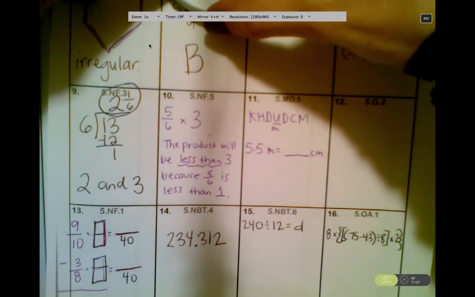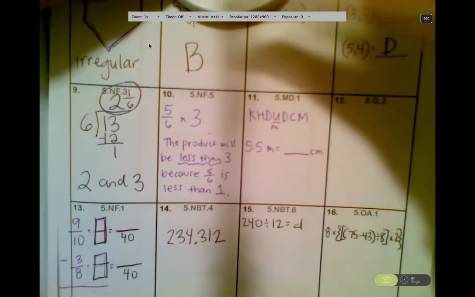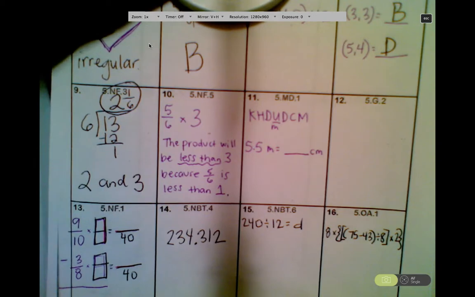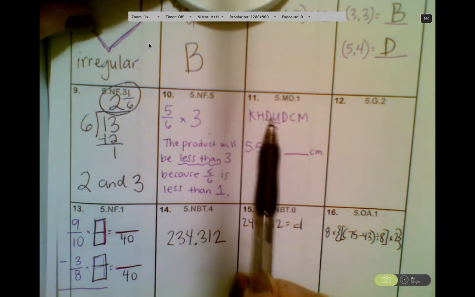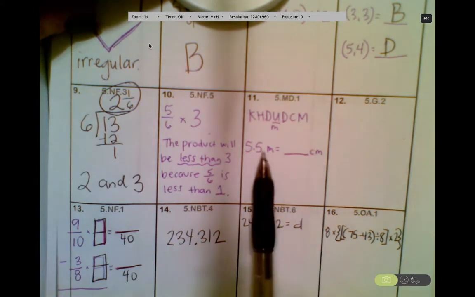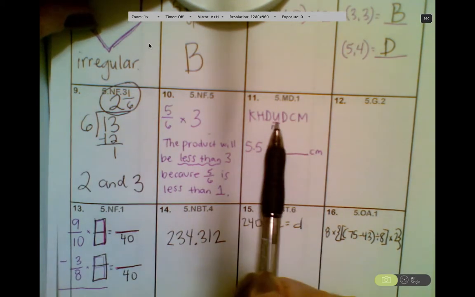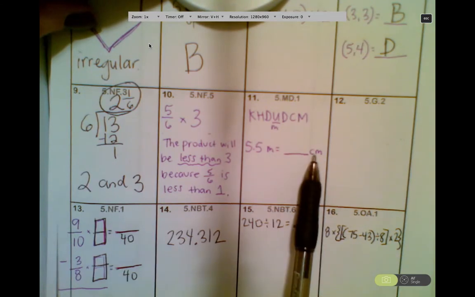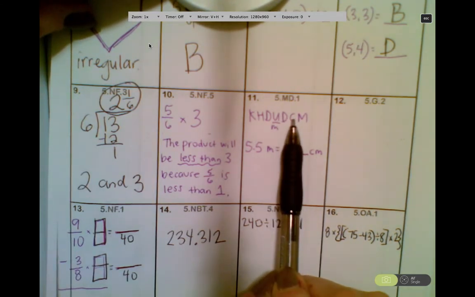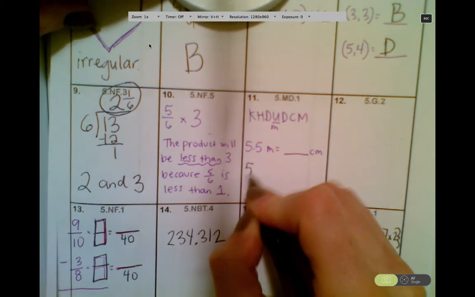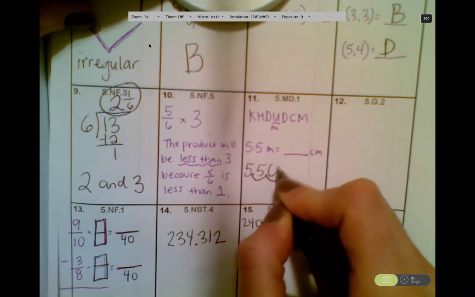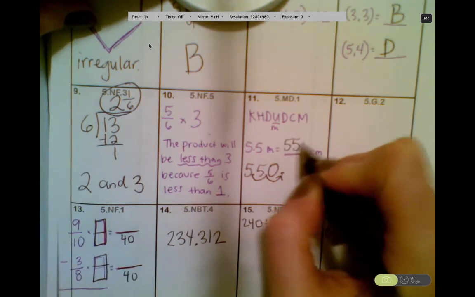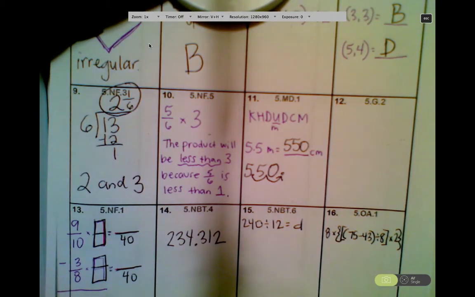Number 11. The green pickup truck was 5 5/10 meters long. How many centimeters was the truck? Well, we wrote up here, King Henry doesn't usually drink chocolate milk. I know I'm going to start at the meters, which is right under this U for units, and I'm going to centimeters, which is 2 letters away to the right. So I'm going to take my decimal point here, move it over 2 places to the right, add my 0, so my answer is 550 centimeters.